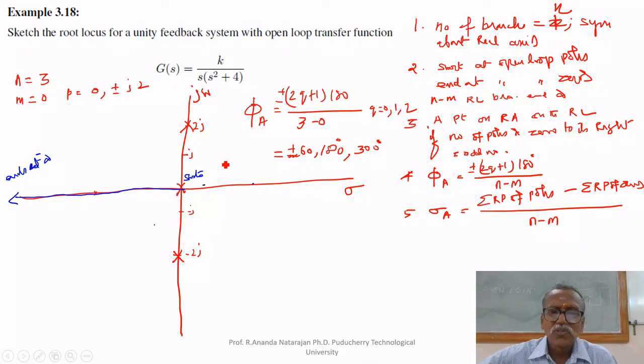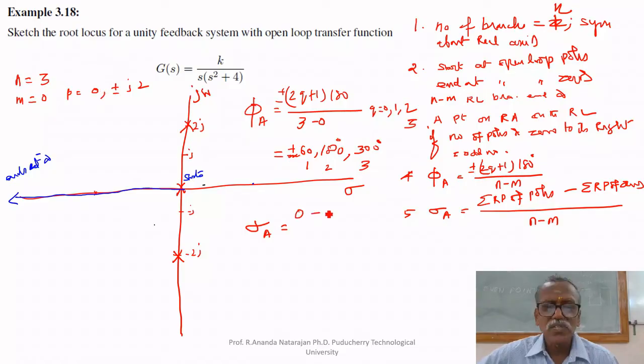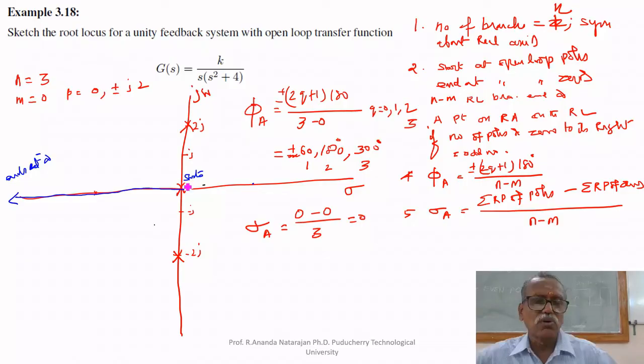Where are they meeting? How many asymptotes? 1, 2, 3. All 3 asymptotes are meeting at sigma A. Sigma A equals the sum of real parts of poles minus the sum of real parts of zeros, divided by n minus m. Real parts of poles equal to 0, real parts of zeros also 0, divided by 3, that is 0. Therefore, sigma A is 0. They are meeting at 0. Therefore, we have to draw the asymptote at 60 degrees from 0.